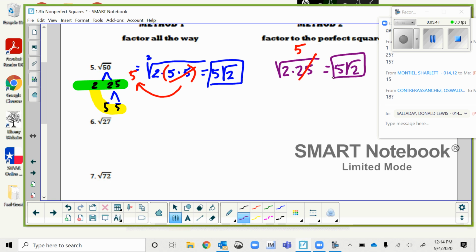So the first method is you factor or break down the number as much as you can. And then you look at all of them and you circle pairs that you can simplify. The second method is you factor until you find a perfect square, and then you can stop factoring and just simplify the perfect square. All right, so let me walk through 6 with you as well, and then I'll leave you alone to try some by yourself.